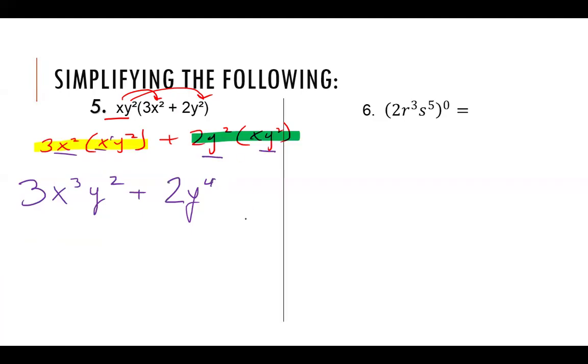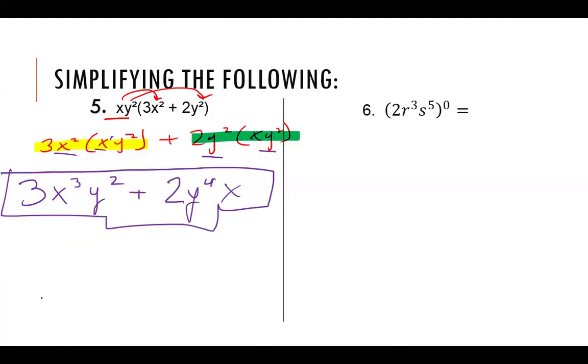And then x, does that have a friend? Nope. Are these variables exactly the same? No. So I cannot combine. So we are done. Does that make sense? The variables have to be exactly the same. That means the same number of power has to be exactly the same. If they're not, that's it. And we keep going.